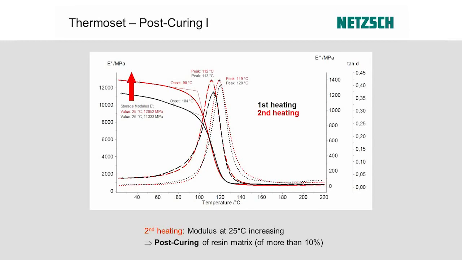I heat over the glass transition. There is more chemistry going on due to diffusion. I cool it. I heat it the second time, and in the second it's changed irreversibly due to the build-up of more crosslinks. So this leads to a higher stiffness, and this is exactly what I see in my storage modulus in the DMA.